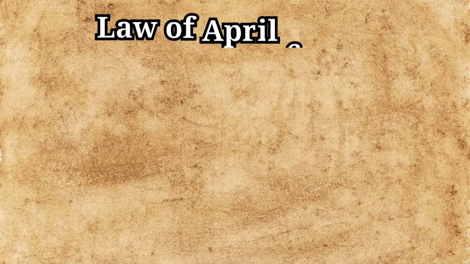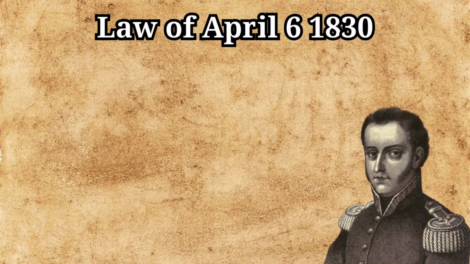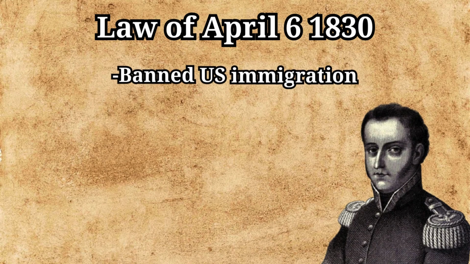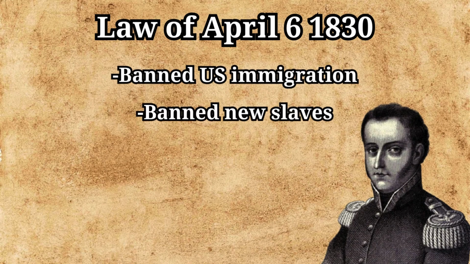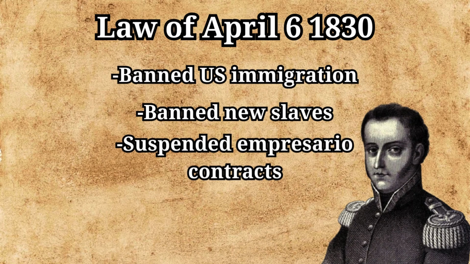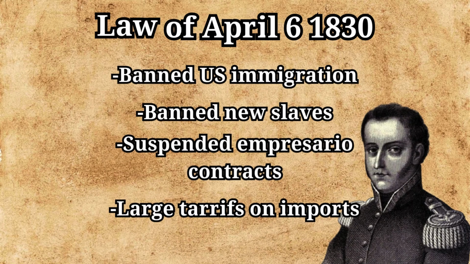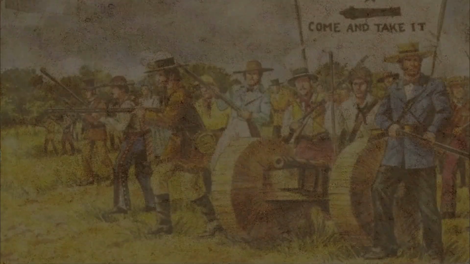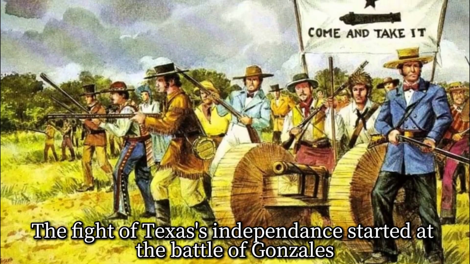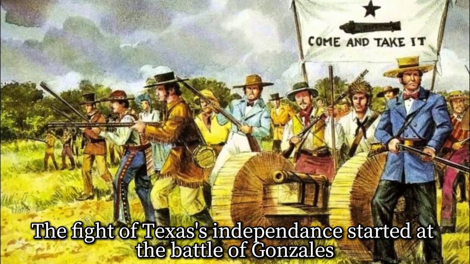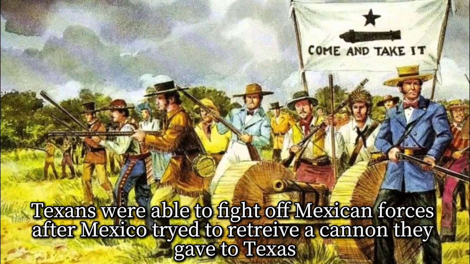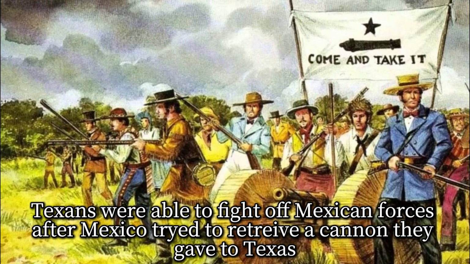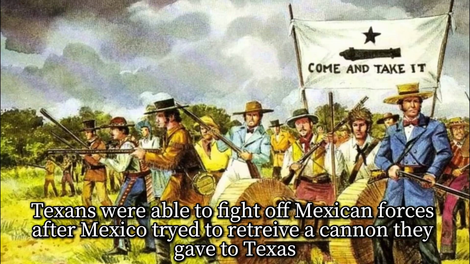The Law of April 6, 1830 is a result of the Mier y Terán Report. It banned U.S. immigration, banned new slaves, suspended impresario contracts, and put large tariffs on imports. The fight for Texas's independence started at the Battle of Gonzales. Texans were able to fight off Mexican forces after Mexico tried to retrieve a cannon they gave to Texas.